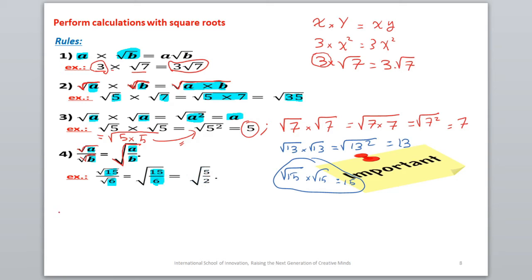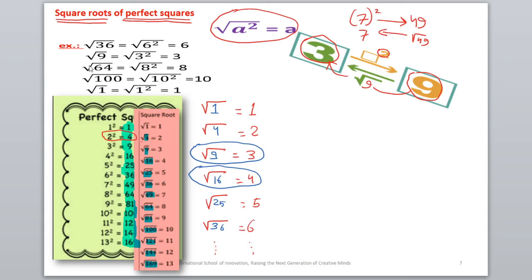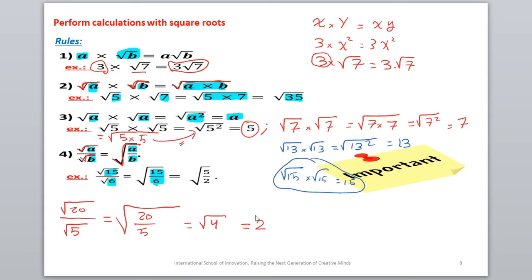One more example from my side. For example, radical 20 over radical 5. If you want to simplify this, it will be equal to one big radical, 20 over 5. If you divide 20 by 5, you get 4. Radical 4. Is 4 a perfect square? Yes, it is a perfect square. So I know that radical 4 is equal to 2, because 2 squared is equal to 4.